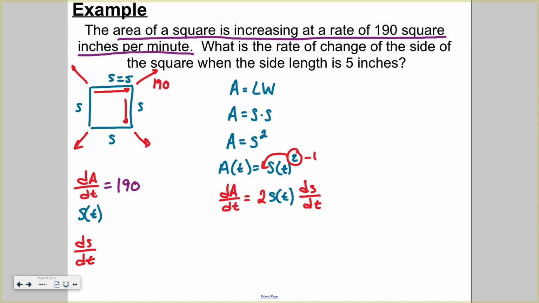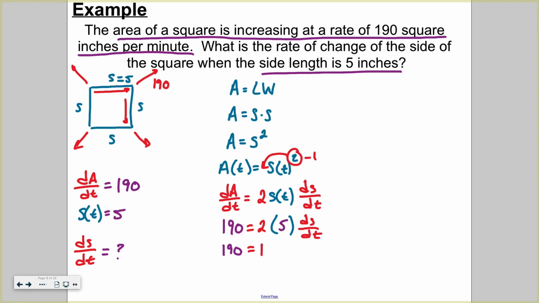And it says what is the rate of change of the side of the square, so we don't know ds/dt, but we do know the side length is 5 inches. So now we can substitute our values and solve for our remaining variable. So we're going to have 190 is equal to 2 times s of t, which we know is 5, and we are trying to find ds/dt. So I just need to solve. So we're going to get 190 is equal to 10.